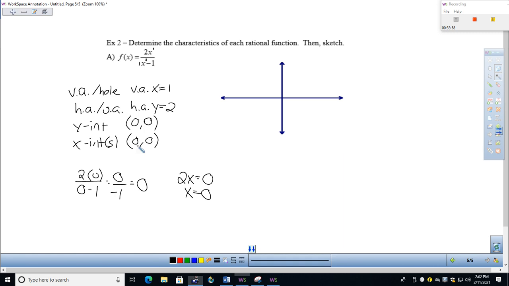All right, now let's see what we can do. So just based on this, I don't want a point plot or anything along those lines. I just want to sketch. So vertical asymptote at x equals 1. Horizontal asymptote y equals 2. Looks like just one intercept right there on the origin. Now just based on that, I should be able to figure out really what this graph looks like.